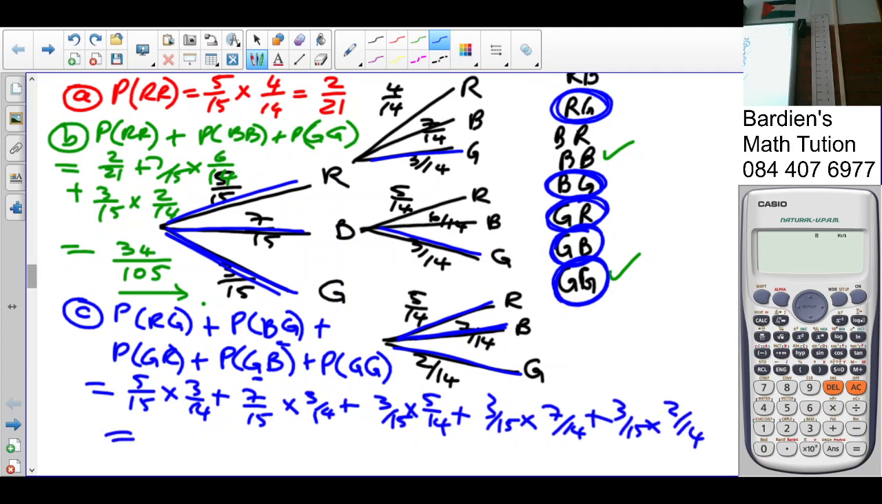That gives us an answer of what? 13 over 35. Any confusion there, people? Any confusion here?